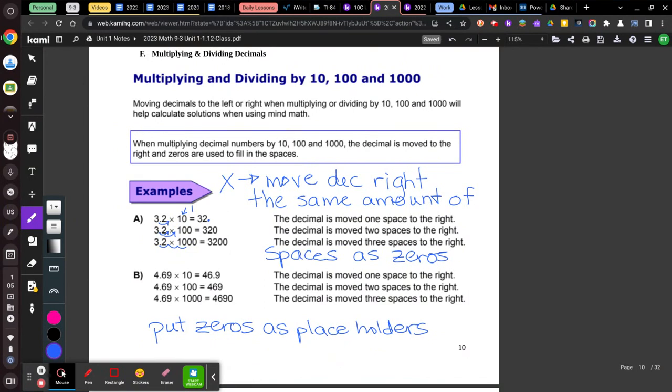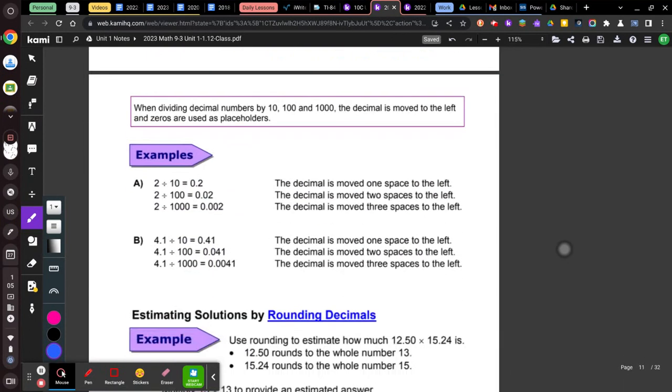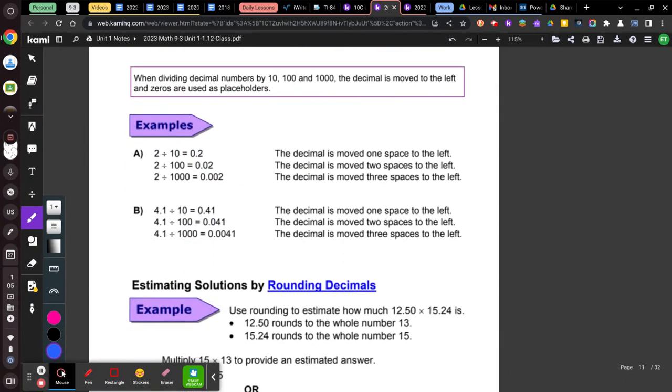All right, turn your page, please. Dividing, instead of moving to the right, we're going to move it to the left. So now we move left the same number of spaces as zeros. So same rules. Same amount of spaces as zeros.